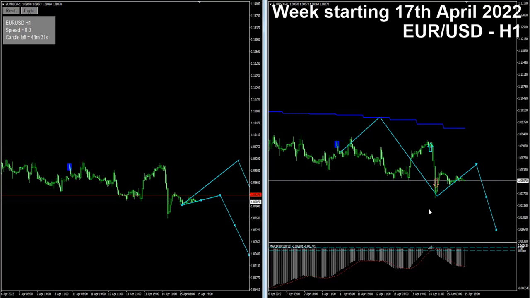I have these fixed rules in place, and very, very rarely do I break these rules. And of course, I would always recommend that you do the same. You set your rules for trading Forex and you stick to them rigidly.